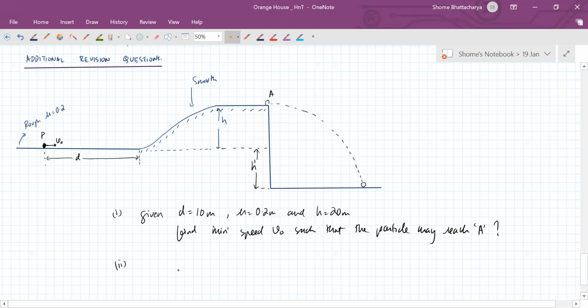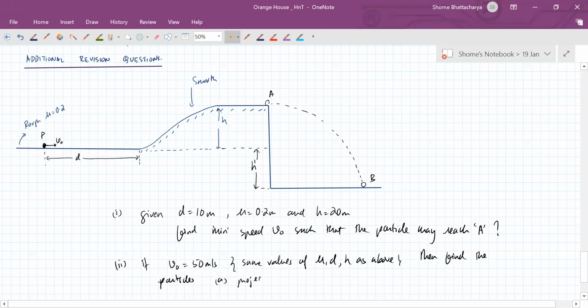Okay, and second, if v naught is equal to 50 meters per second, same values of mu, d, h as above, then find the particle's projection speed at A and speed at impact point on the ground below.